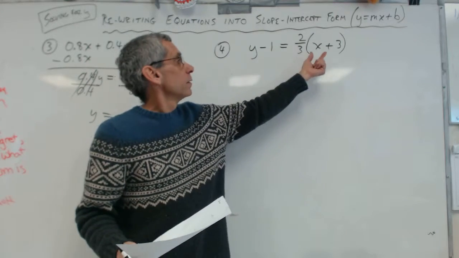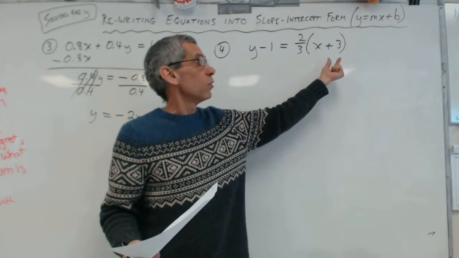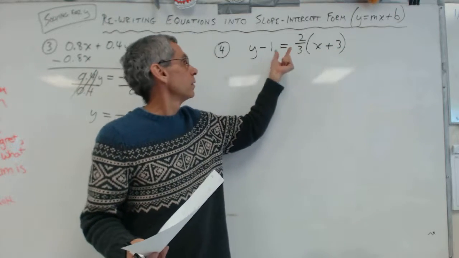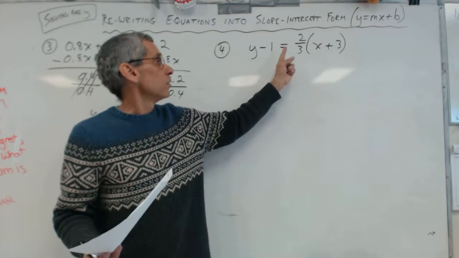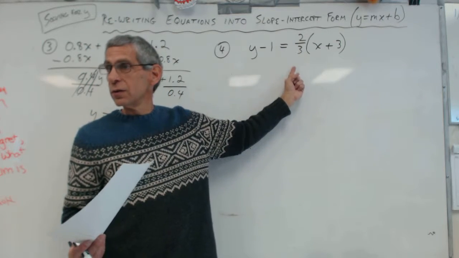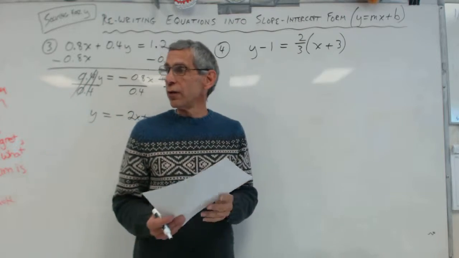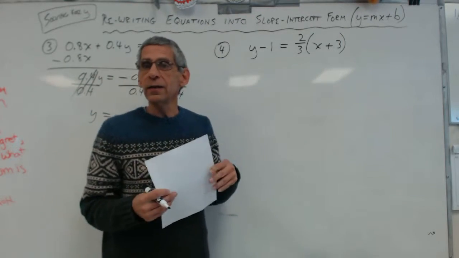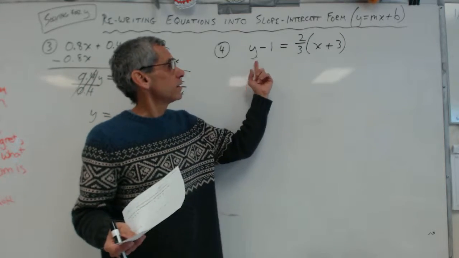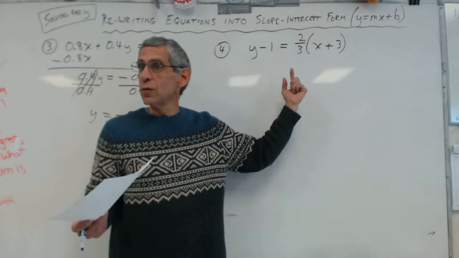So the point, if you ever want to know the point, it's the opposite of this, comma, the opposite of this. So it'd be -3, comma, +1. And your slope is 2/3. Don't worry, we'll review that. We did one homework assignment on that. But now I need this to be simplified as y equals.